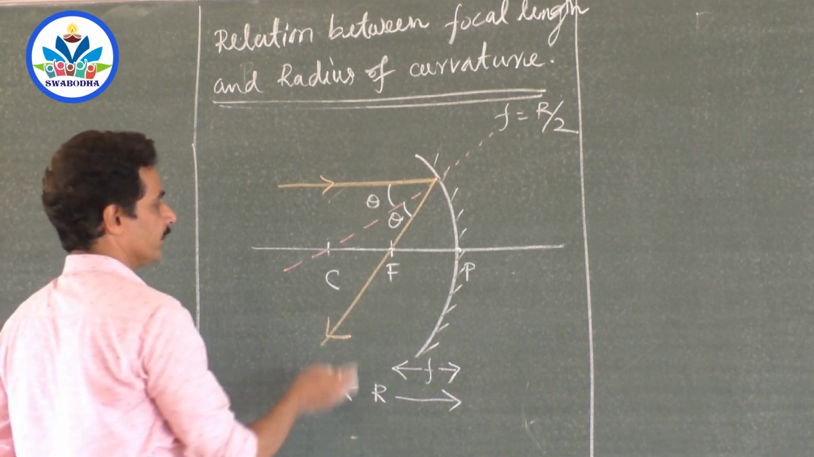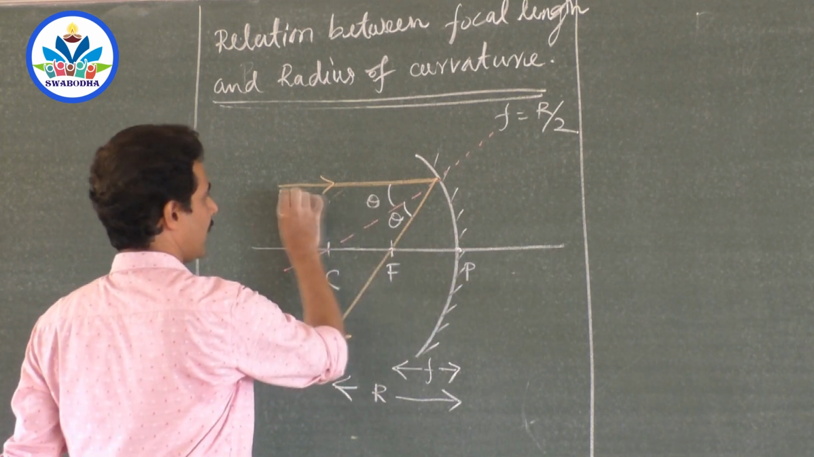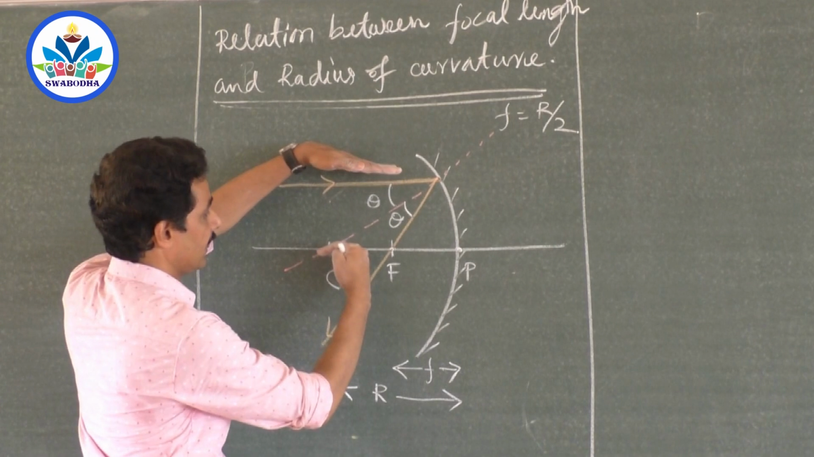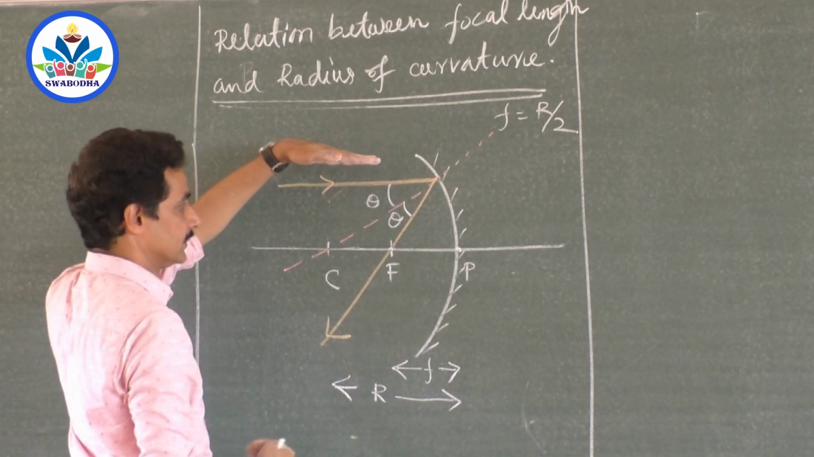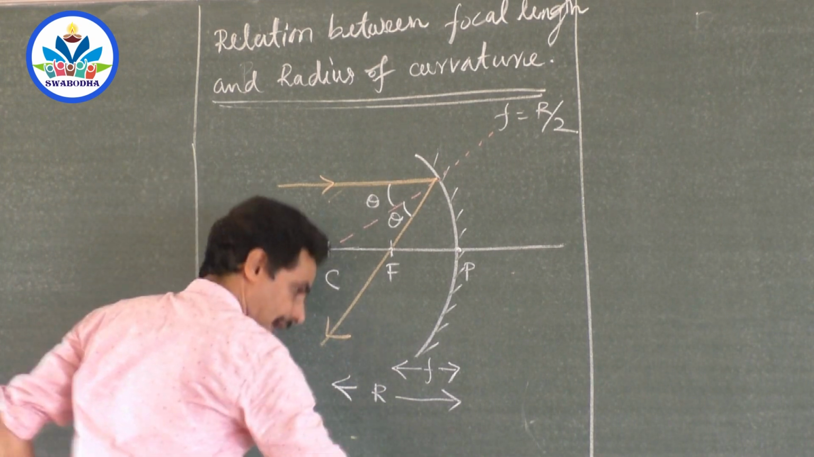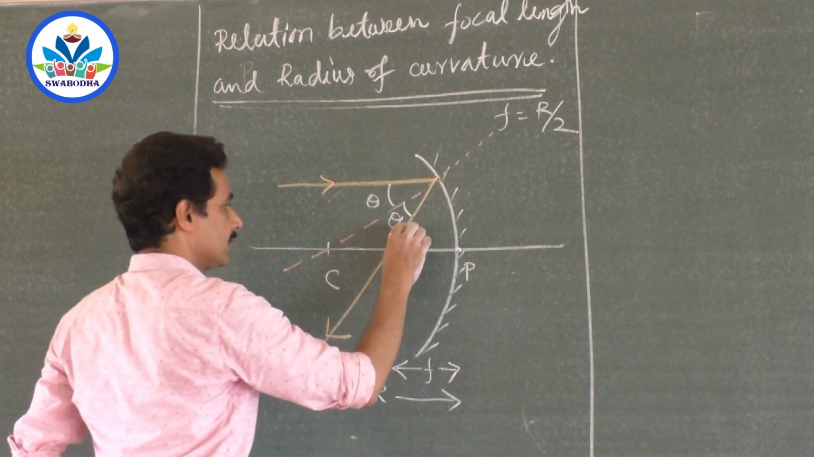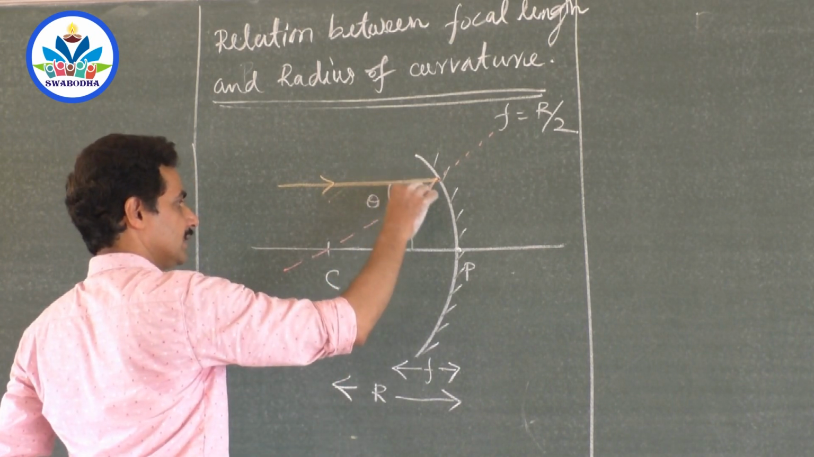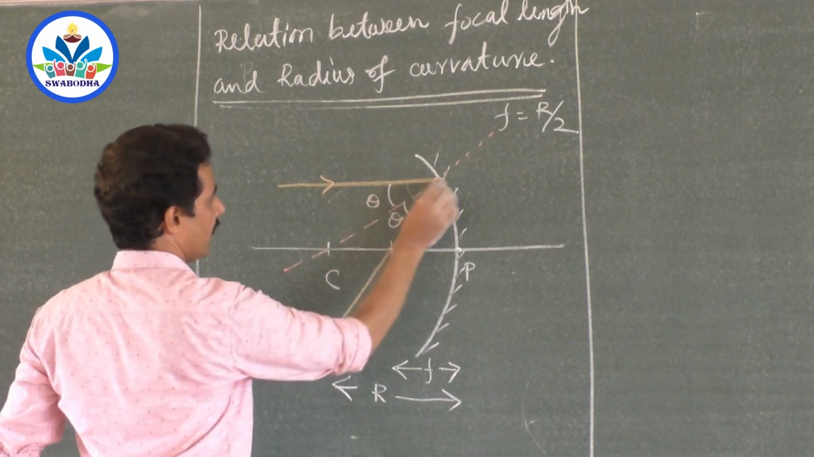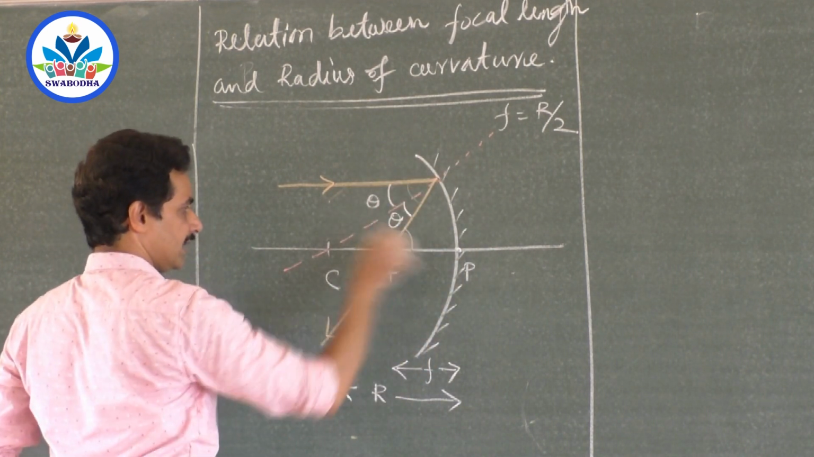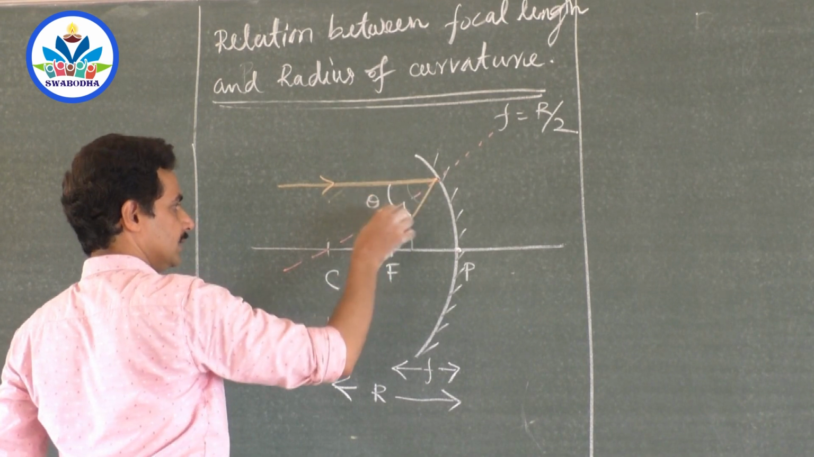Now you see here, this line is parallel to this line, because we have already announced that this is a paraxial ray, which is parallel to the principal axis. This is a bisector. Now should I consider this angle as the alternate angle to this one? Because these two are parallel lines and this is a bisector, these two are alternate angles. What is this angle? 2 theta.